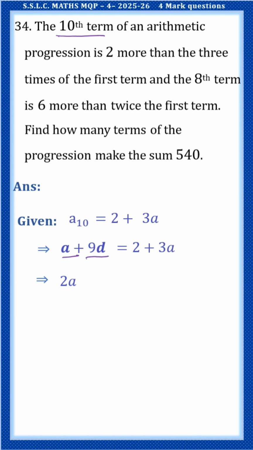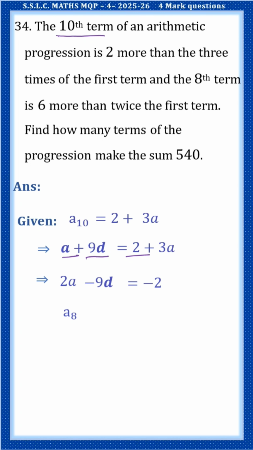Transpose positive 9d to the other side, it is negative 9d. Transpose 2 also to the other side. All unknown items to the left hand side, known items to the right hand side. Let this be equation 1.